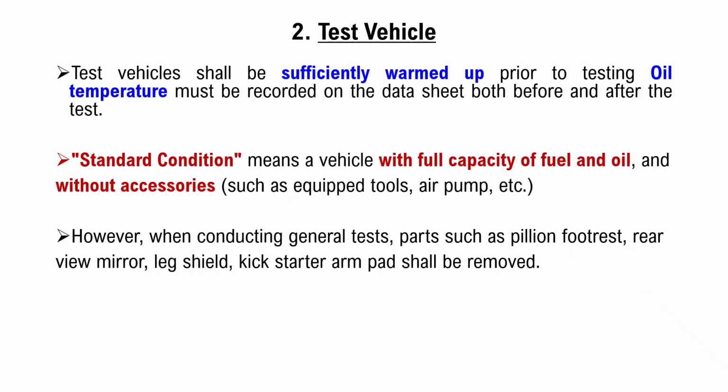Test vehicle. The test vehicle shall be sufficiently warmed up prior to testing. Oil temperature must be recorded on the data sheet both before and after the test. Standard conditions mean a vehicle with full capacity of fuel and oil and without accessories. However, when conducting general tests, parts such as pillion footrest, rear view mirror, leg shield, Kickstarter arm pad shall be removed.